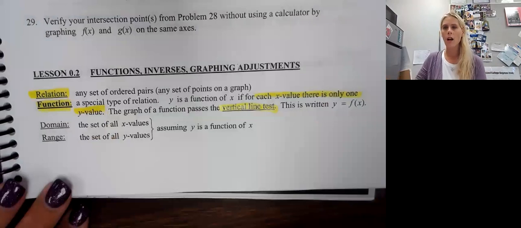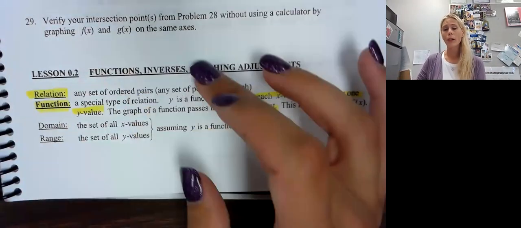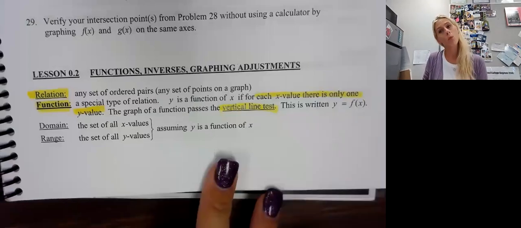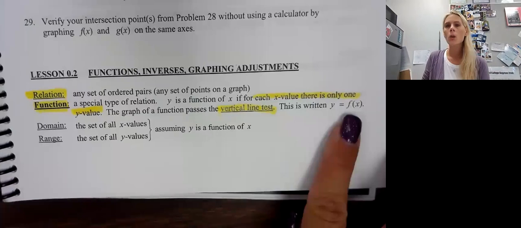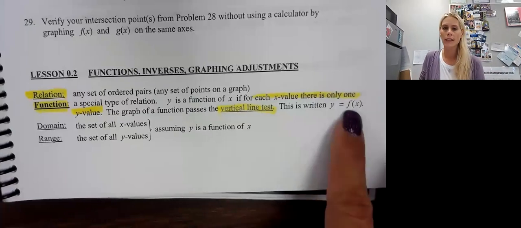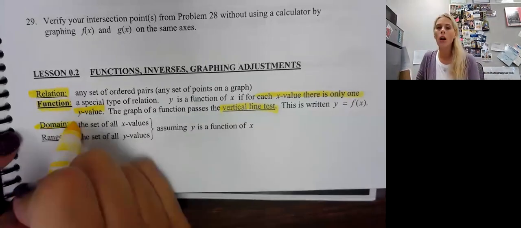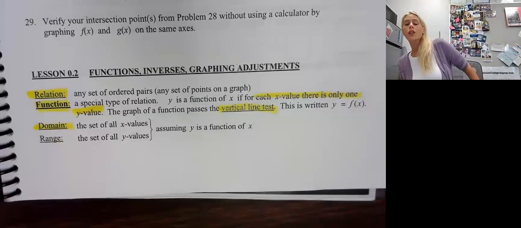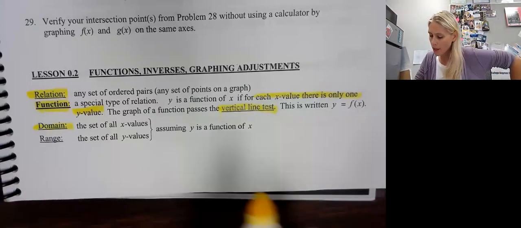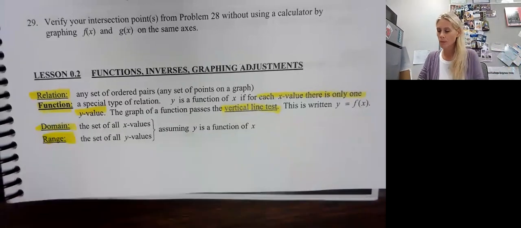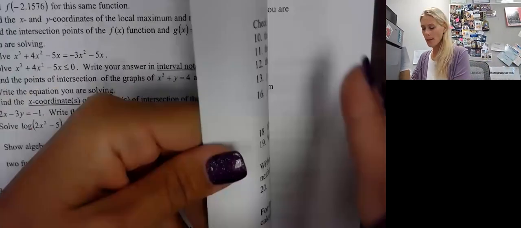Just kind of drawing a line all the way down, and if it crossed more than once, then you knew it wasn't a function, okay? And of course, we write our functions as f of x. Then we have the domain, which are all the x values that the graph goes through, and range are all the y values that the graph goes through. Okay, let me turn the page.